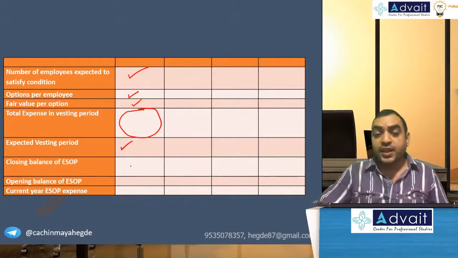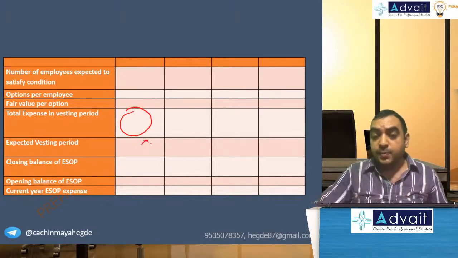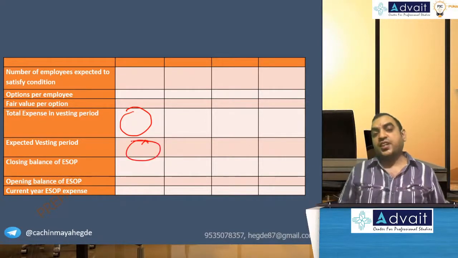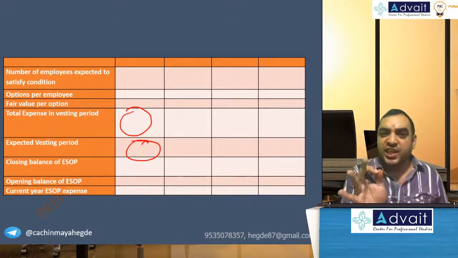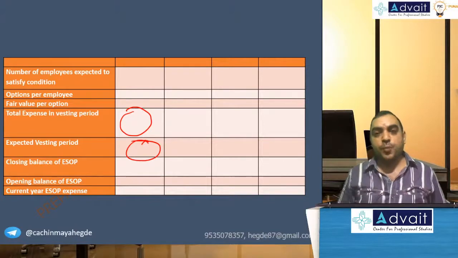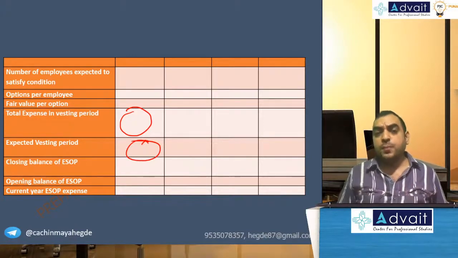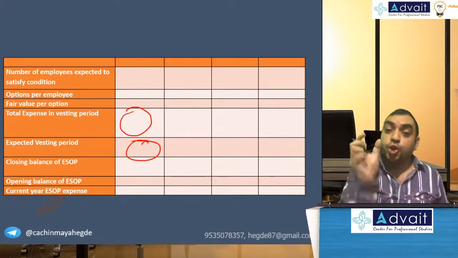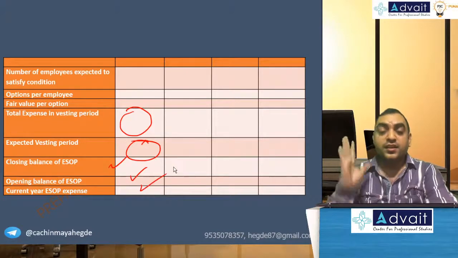Then the closing balance. How do you get the closing balance? Total expense multiplied by vesting period completed divided by expected total vesting period. How many years are over, divided by total number of years. Just like the way we have done in business combination. The fair value of the option, ESOP, multiplied by vesting period completed divided by total expected vesting period will give you the closing balance. Subtract the opening balance, you get the current year expense.